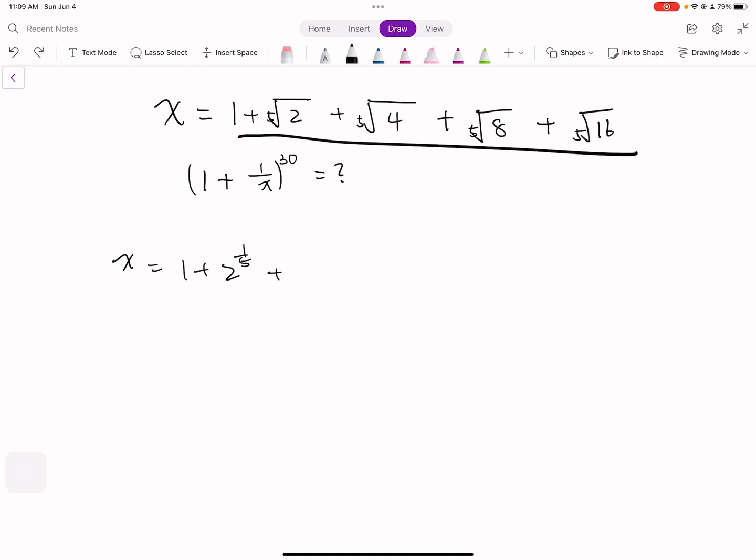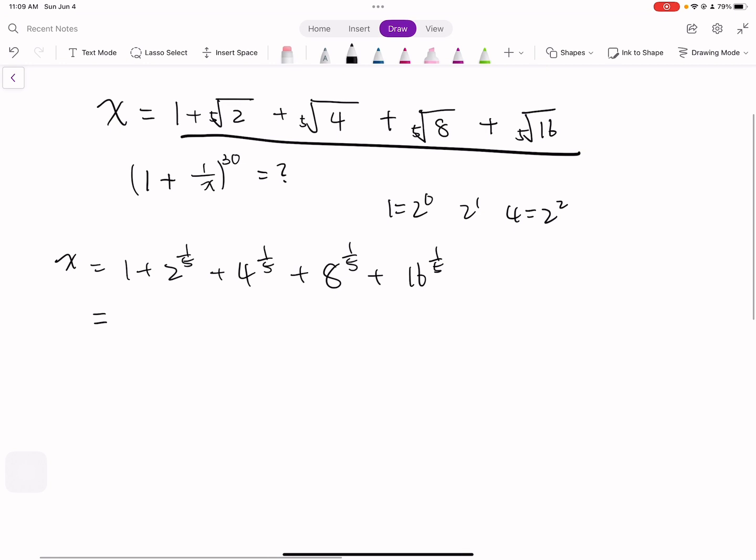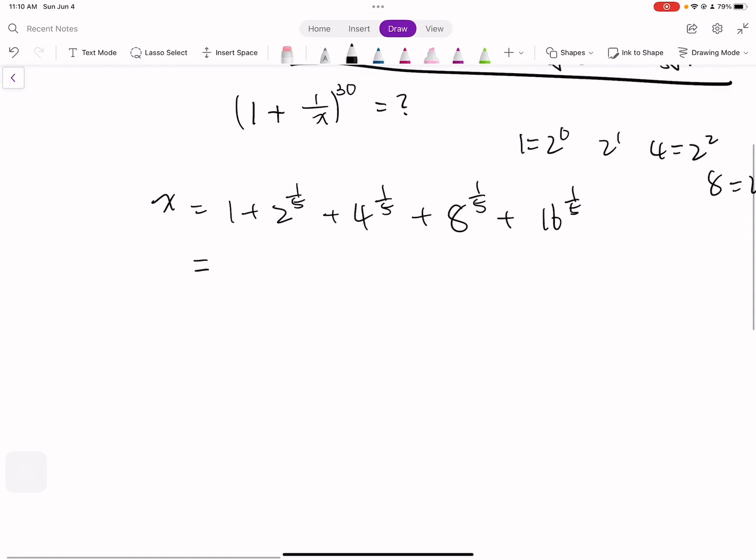plus 4 to the power of 1/5 plus 8 to the power of 1/5 and plus 16 to the power of 1/5. Okay, so now it looks much better, and then because we know that 1 equals to 2 to the power of 0, and 2 is just 2 to the power of 1, and 4 equals to 2 to the power of 2, and 8 is 2 cubed, and so on and so forth. So let's just rewrite all of those as the power of 2.